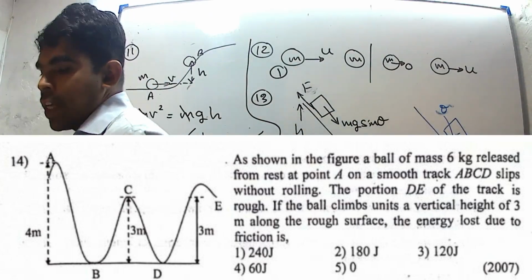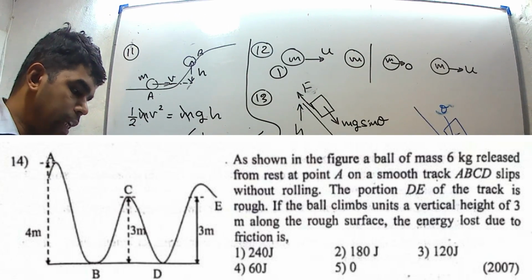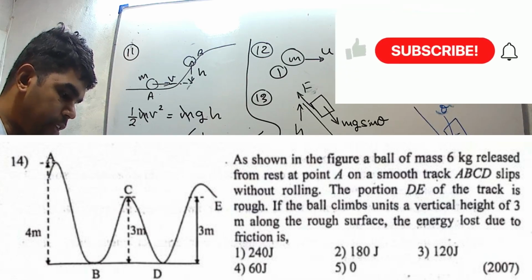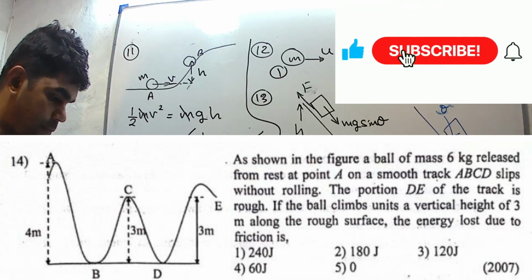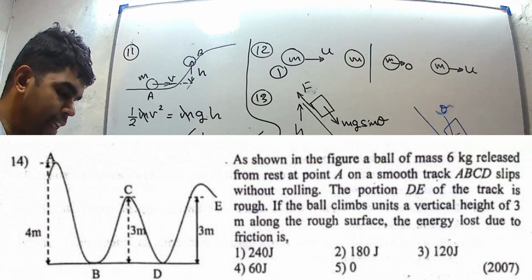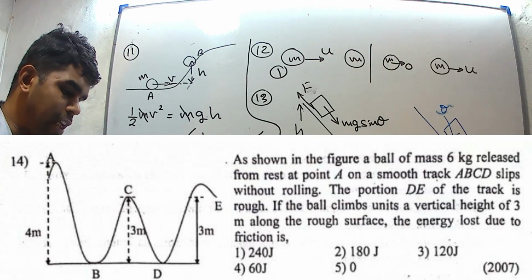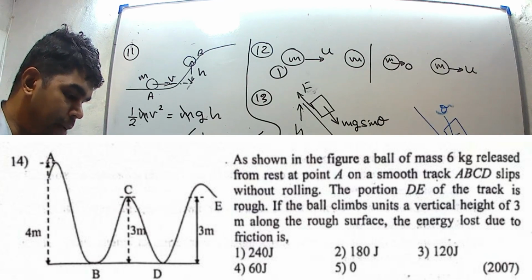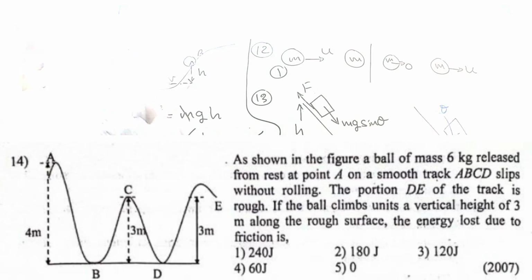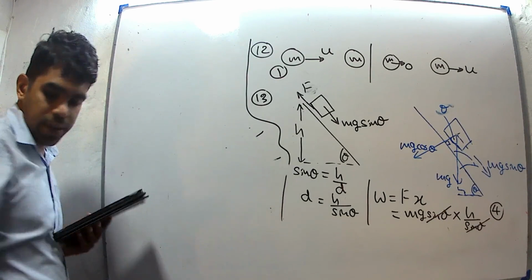Then question number 14. As shown in the figure, a ball of mass 6 kilograms is released from rest at point A on a smooth track ABCD, and slides without rolling. The portion DE of the track is rough. If the ball climbs until a vertical height of 3 meters along the rough surface, the energy loss due to friction is. Now I will consider the conservation of energy.